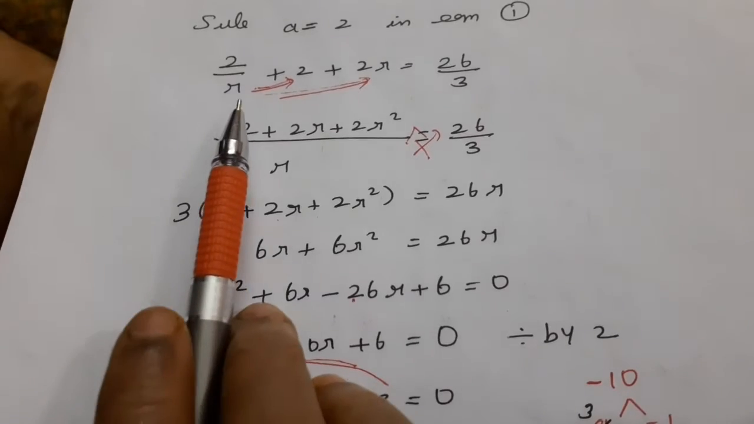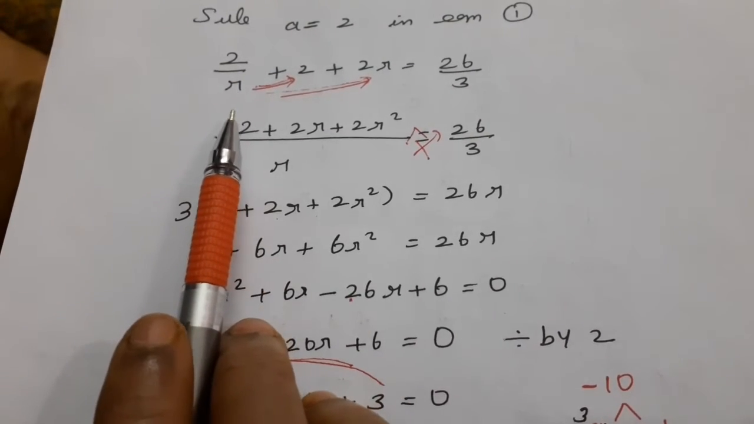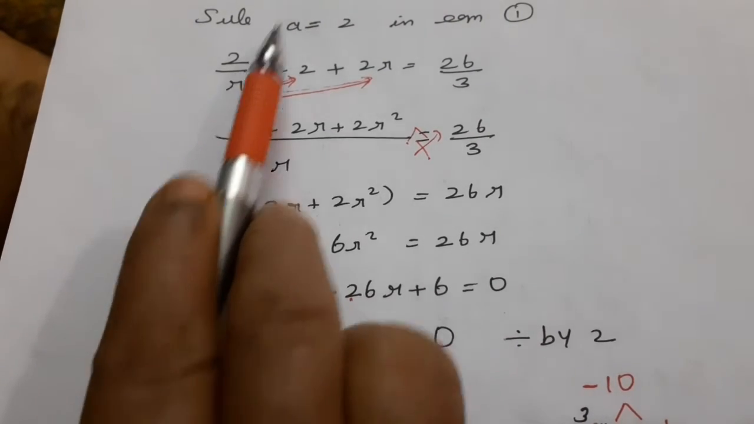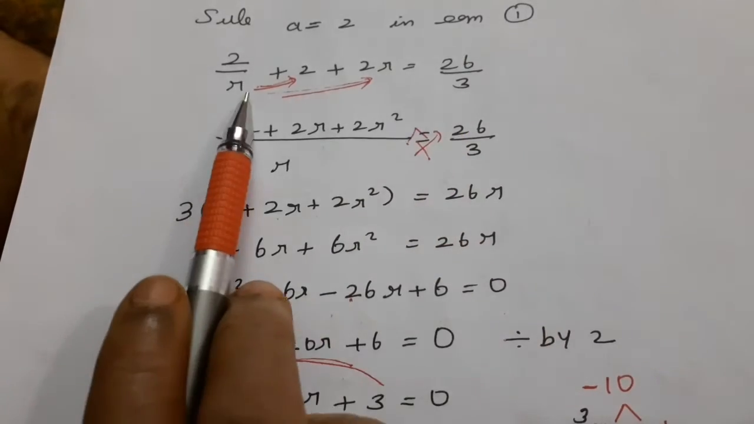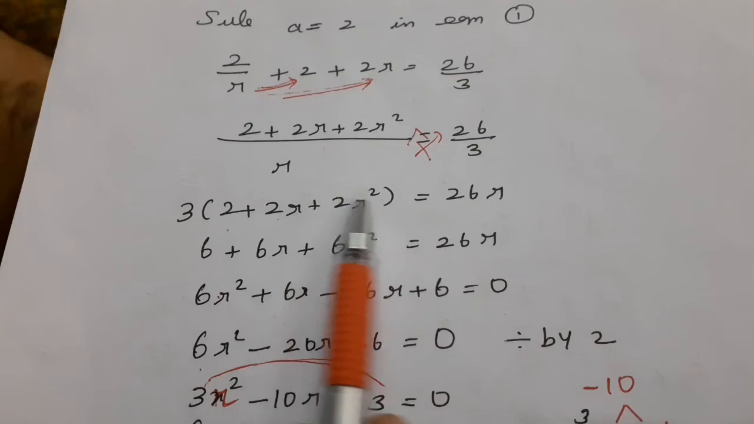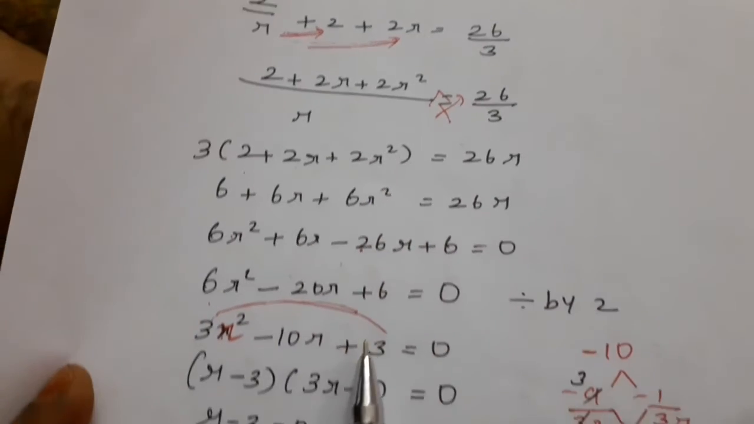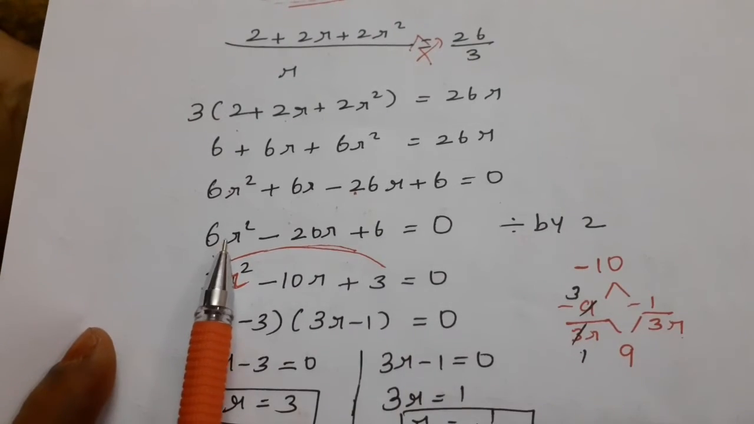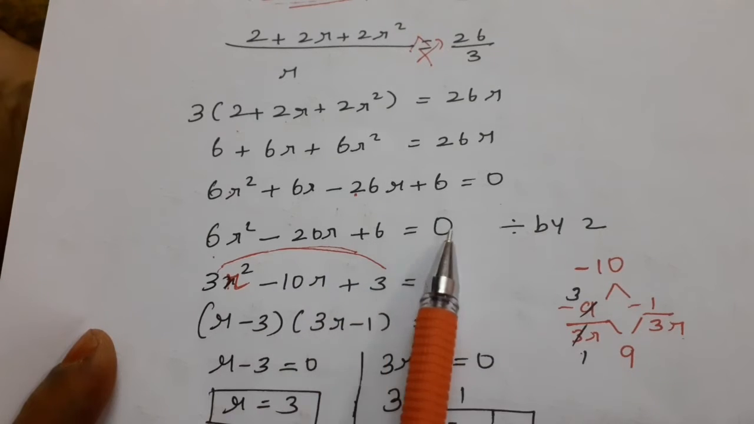See, the calculation part, go through that one properly. Already I gave notes for you. So instead of a, you substitute 2: 2 by r plus 2 plus 2r equal to 26 by 3. You take the LCM. After taking the LCM and cross multiplication, we get a quadratic equation in what? 6r square minus 20r plus 6 equal to 0.